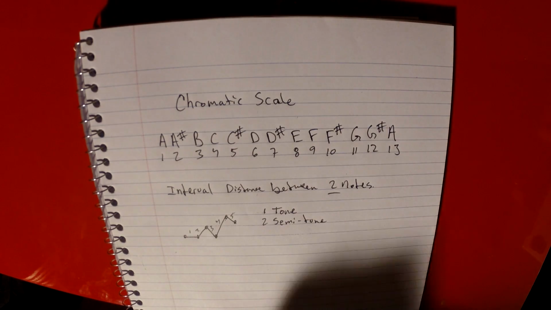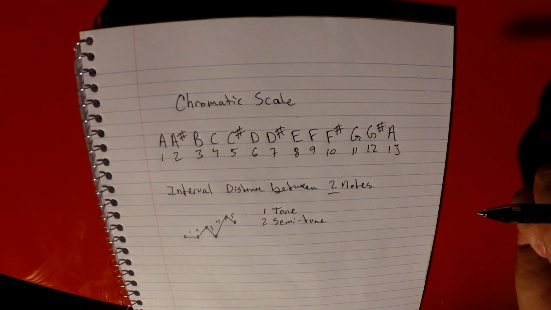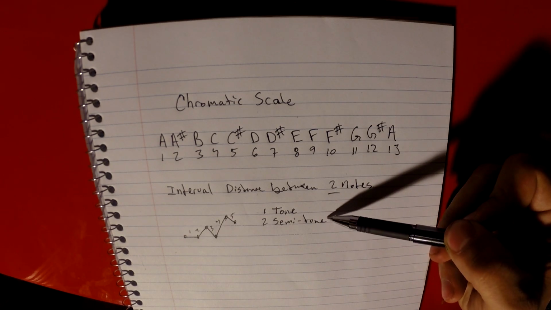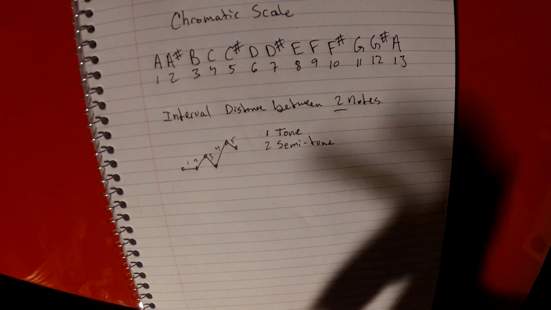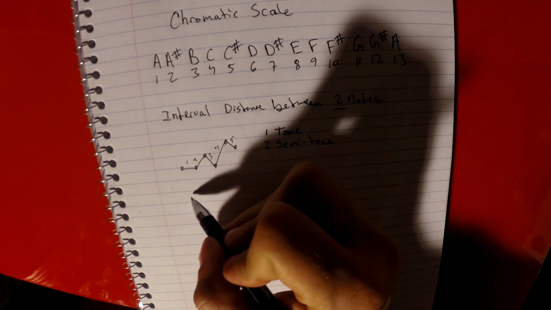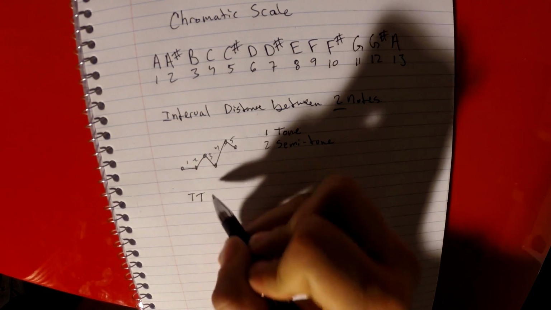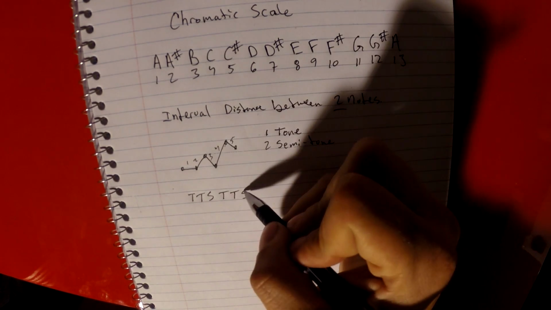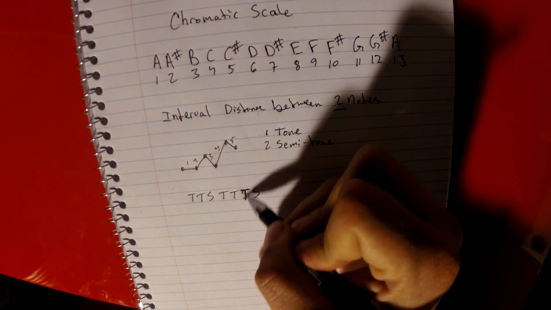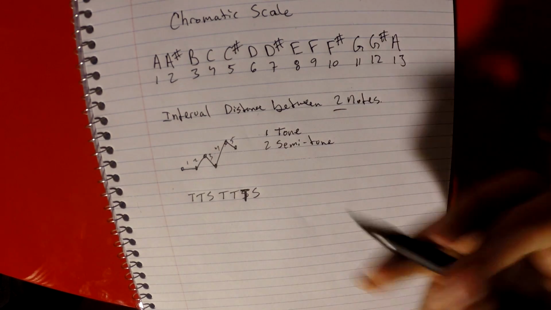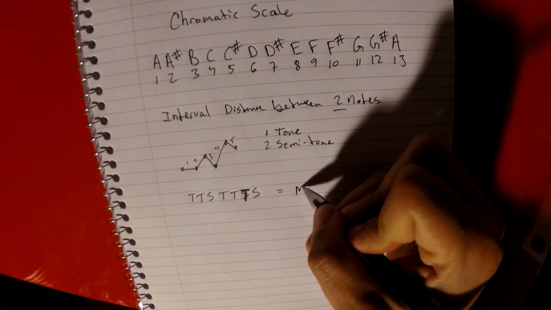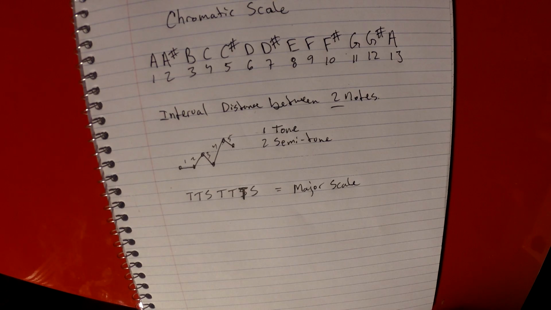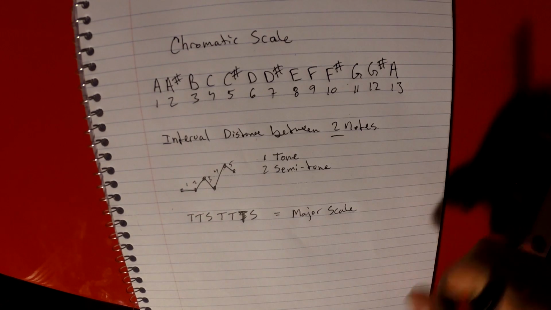So you could say that the chromatic scale is entirely composed of semitones, whereas a major scale is composed of a combination of tones and semitones. An important formula to memorize would be tone, tone, semitone, tone, tone, tone, semitone. And from this formula, what you actually get is the major scale when you apply it to this chromatic scale here.